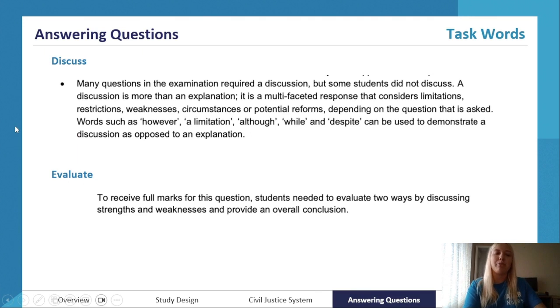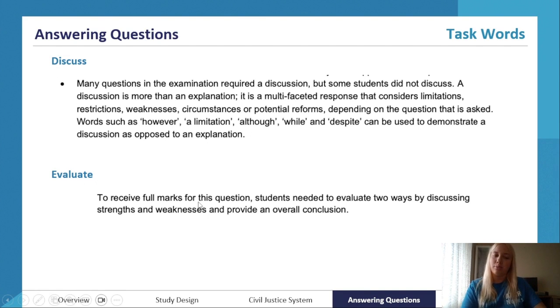We see examiners' report criticism: many questions in the exam required a discussion, but students did not discuss. It's more than an explanation. You need to consider limitations, restrictions, weaknesses, circumstances, potential reforms. Using signposting has actually been mentioned in the examiner's report as well. And the signposting can be used to demonstrate a discussion as opposed to an explanation. So it's an expectation for doing well at this question.